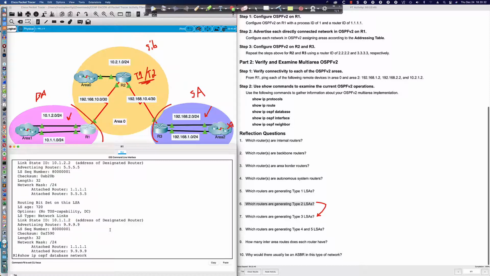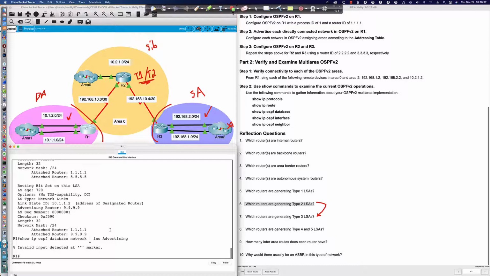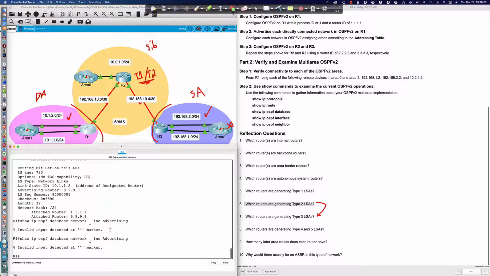In fact, why don't we say this, include advertising. Whoops, and show ip ospf database network, and it doesn't like the pipe there, and it should allow me to do that. Oh, I'm sorry. I think, what did I say? Yeah, I said include. It should be include advertising. Thought I might have misspelled something. Okay, so it doesn't like that.